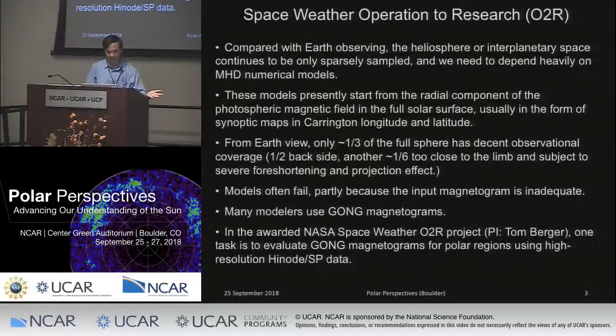And maybe the model has problems, but maybe we can blame the input magnetograms. Often, in this case, the GONG magnetograms are used. And there is an O2R program run by Tom Berger, which was recently awarded. One task is to evaluate the GONG magnetograms for polar regions using high-resolution Hinode data, and we are tasked to do it.